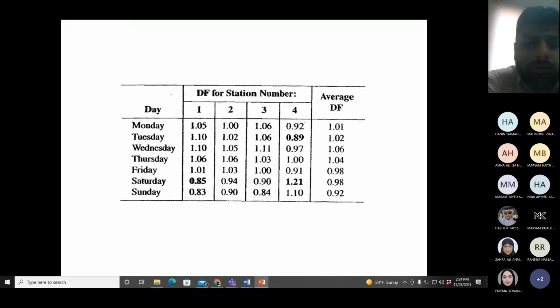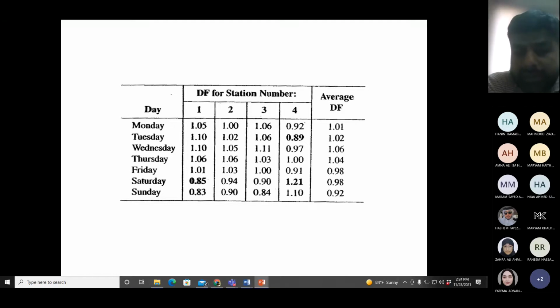Okay, if you go to Saturday, so 0.98 minus 0.85, again it will be 0.13. Our criteria is 0.1, it is more than that. If you do for station 4, it will be 0.98 minus 1.21. So it will be minus 0.23. It is way out of the criteria. Okay, so on Saturday, station 1 and station 4 have values which are giving the difference out of the criteria.